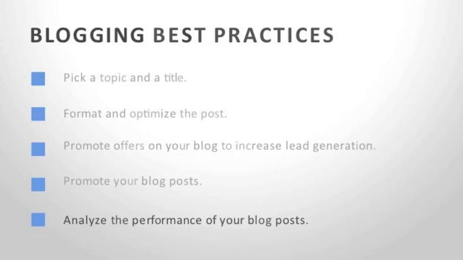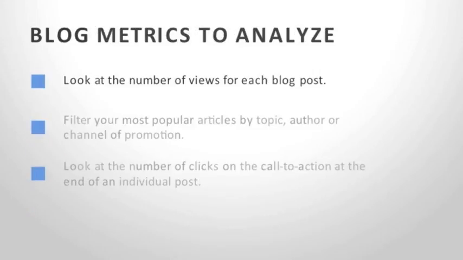Finally, analyze the performance of your blog post to see how you're doing and where you can improve. First, look at the number of views for each blog post. This is a great way to figure out which blog content is performing the best. Knowing what content is popular can help you decide what types of posts to write next. Also, filter your most popular post by topic, author, or even the channel that you promoted it on. Learn what topics you should continue to write about, reward the popular authors, and determine the best way to promote your blog post.